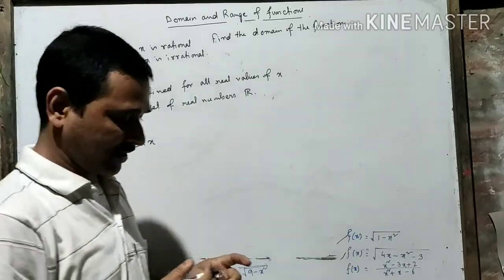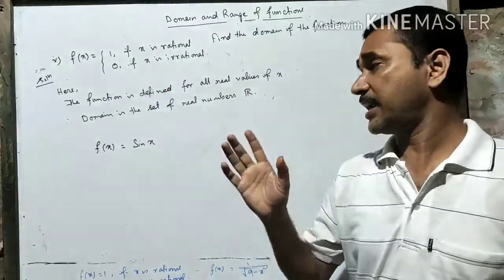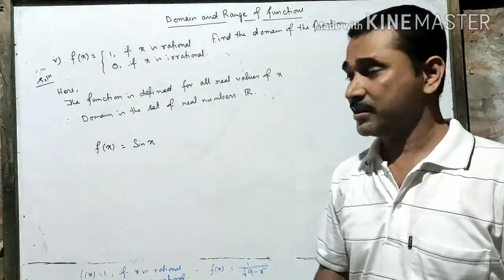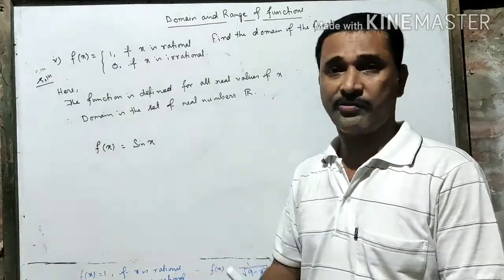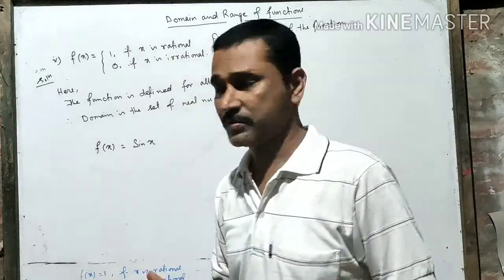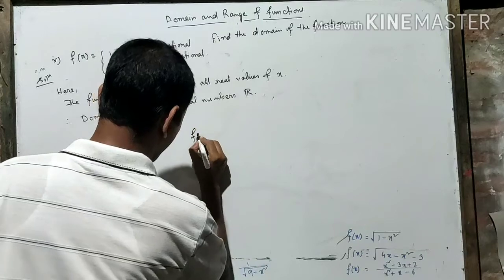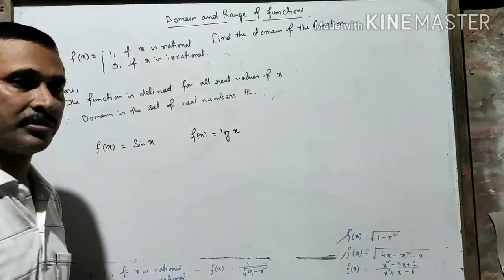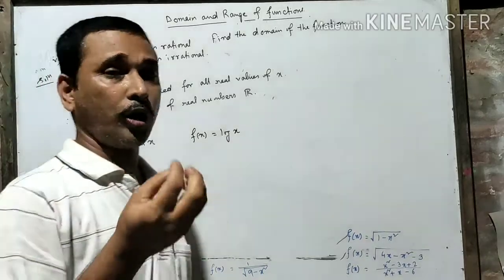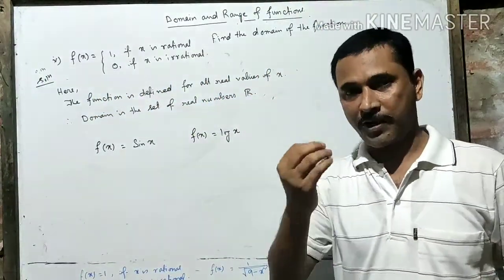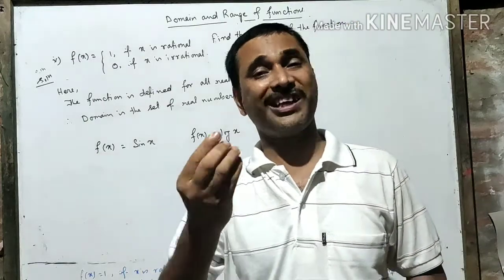let me say, sin is defined for all real values of x. So sin x is defined for all real values of x, so the domain will be the set of real numbers. f(x) equal to log x. Log function is defined only for positive real values of x. Log function is defined only for positive real numbers.